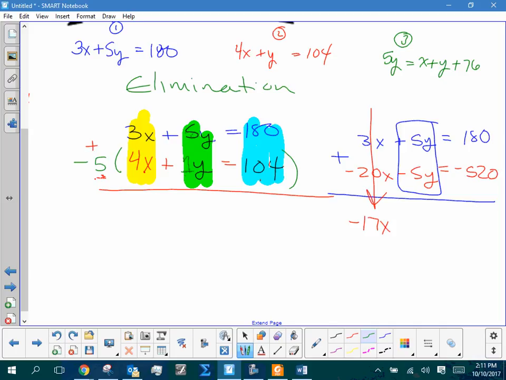And now I'm going to add straight down those two things. So what's 180 minus 520? 360? 460? Careful. Is it 460? Negative 340? Okay. So 340 plus 180 plus 40 is 120. Carry that in.